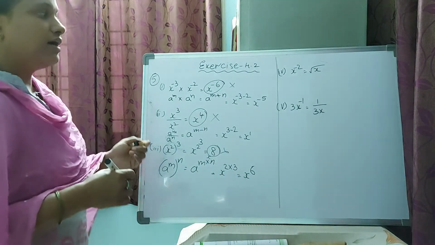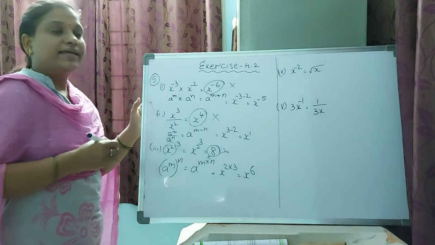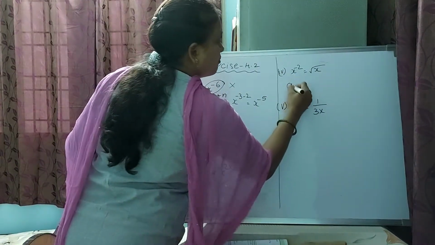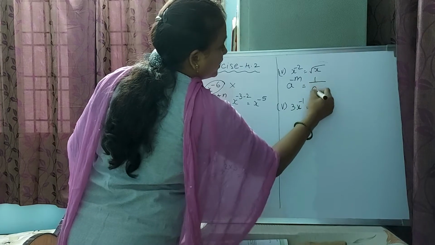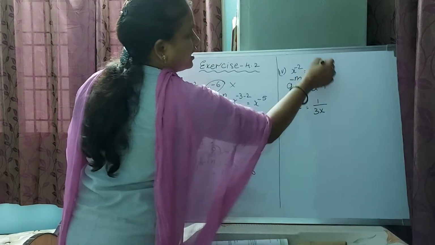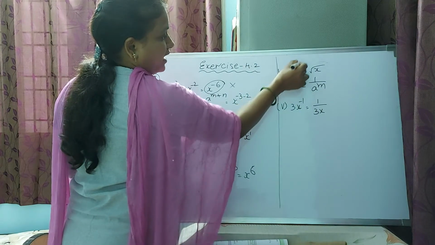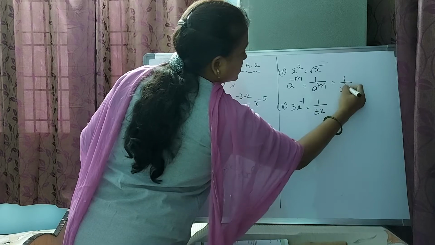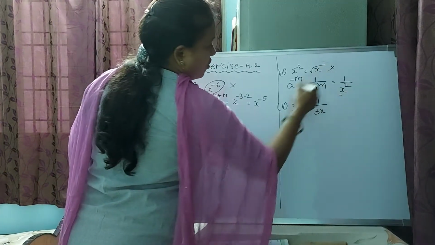Next, how to write this one? This is in which formula? a to the power of minus m is equal to 1 by a to the power of m. According to this one, x to the power of minus 2, this is a and this is m. So 1 by x square. Like this we have to write. But here it is wrong.